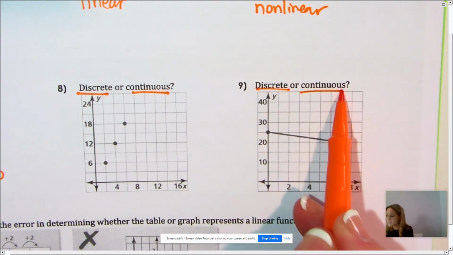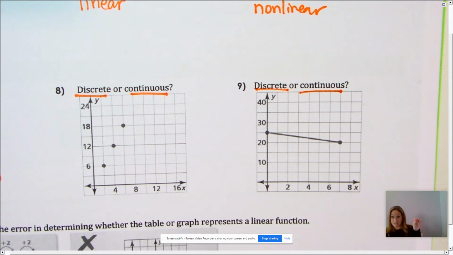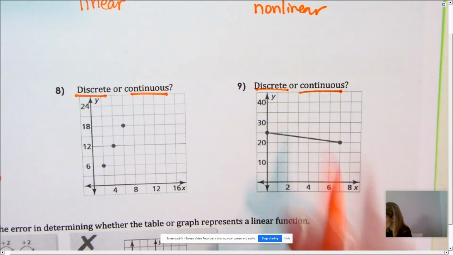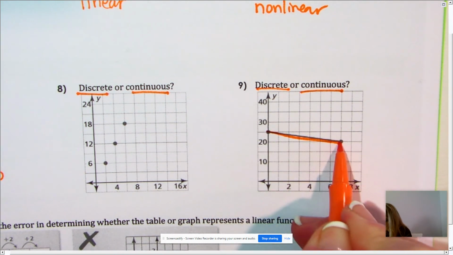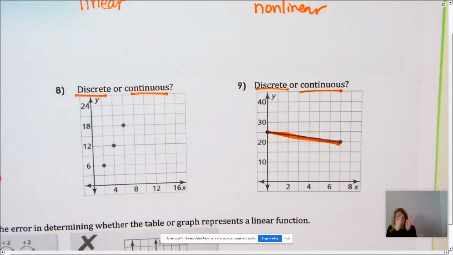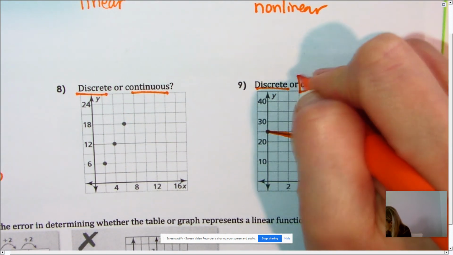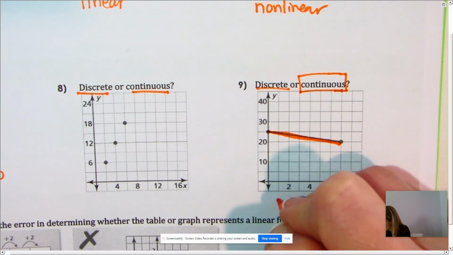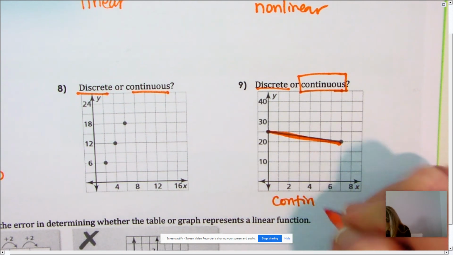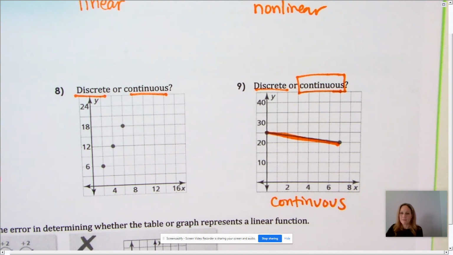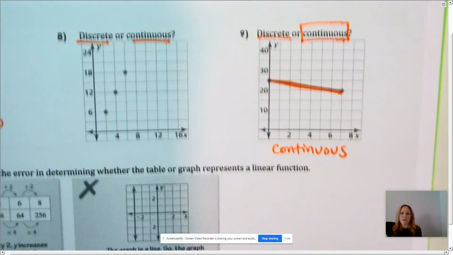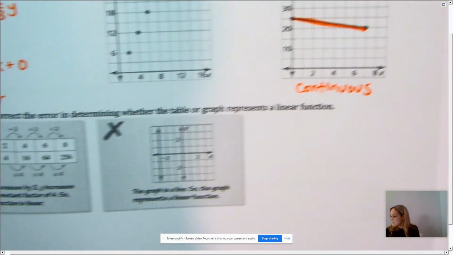What about this one? Discrete or continuous? Is this one all connected? Does it have all of the values within a certain range? Even though there's a dot at each end, every single one of those values in between is included. So this one would be continuous. So the answer to number 9 is continuous. A lot of U's in that word. Looks weird.